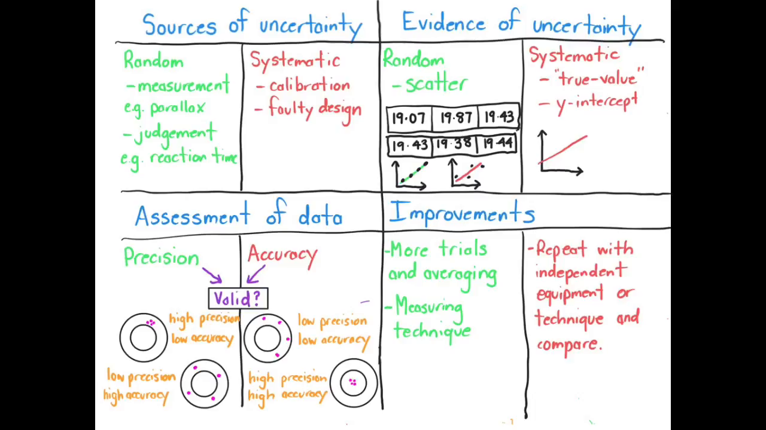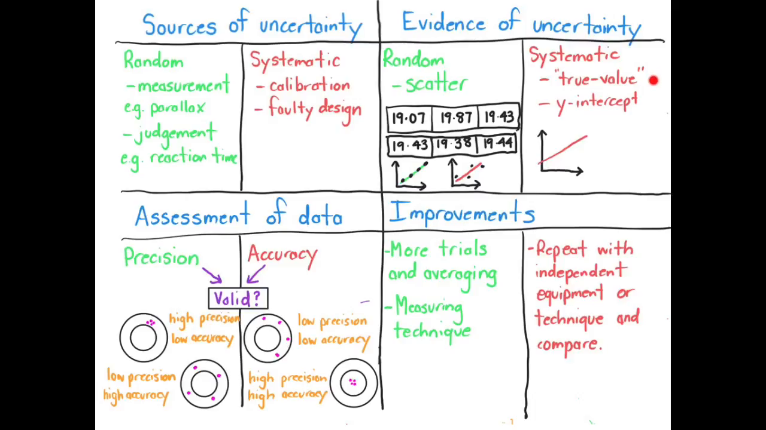Particularly in physics, where we're often looking for directly proportional relationships, we can also look for scatter around our line of best fit. So the line here in green, all the points lie nicely on our line of best fit. We'd probably say there's low scatter there. Here, we've got a lot of scatter around our line of best fit, so we'd have a greater amount of scatter, more random error.